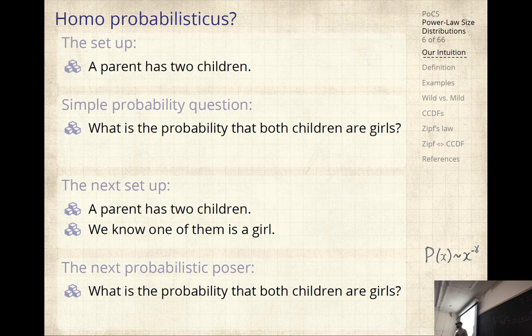It doesn't say which one is the girl. We know one of them is a girl. They could both be girls. So this is what we're in now. We've conditioned ourselves to this case. So these sequences are this likely, right? Right, right. So that's already, and it's, yes.